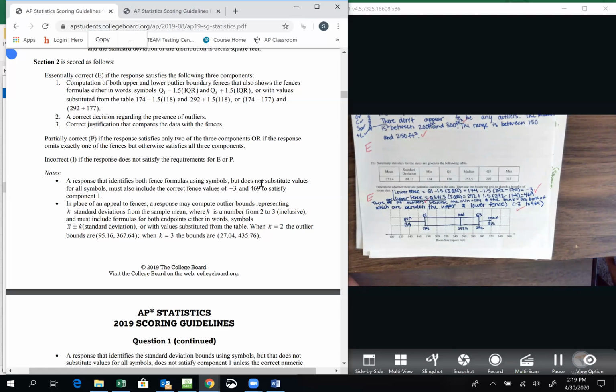A response that identified... So if you didn't substitute in the numbers, like I did here, you just wrote the formula, then you had to show what the fence was, but you still got credit if you showed the actual correct numerical answer for the fence.